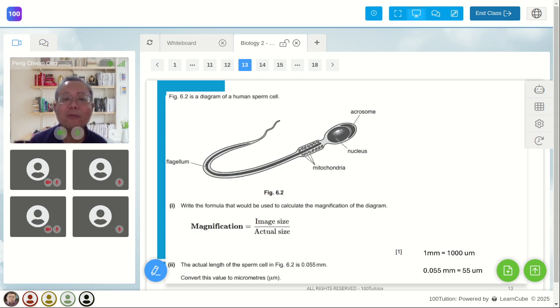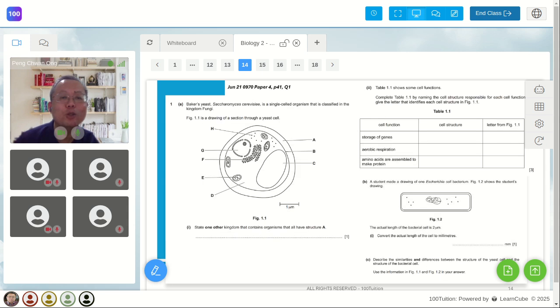The magnification formula is image size over actual size. And to convert this to micrometers, 1 millimeter equals 1,000 micrometers. So 0.05 millimeters equals 55 micrometers. Okay, so it's quite straightforward. Any one of you have problem with trying to calculate the magnification? Okay, if not, let's go on to do something.